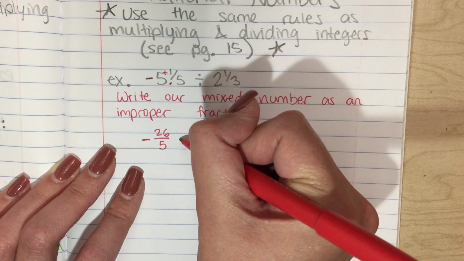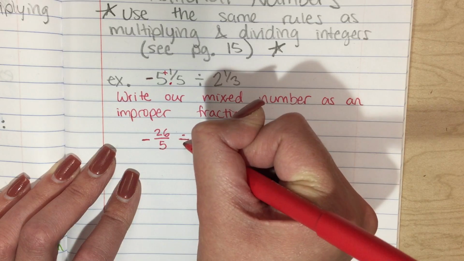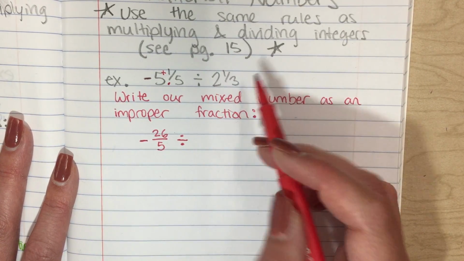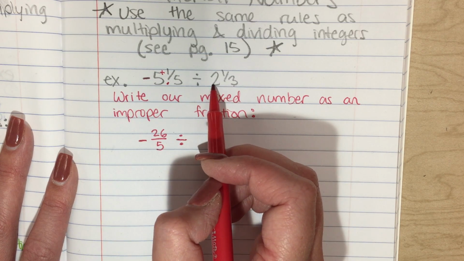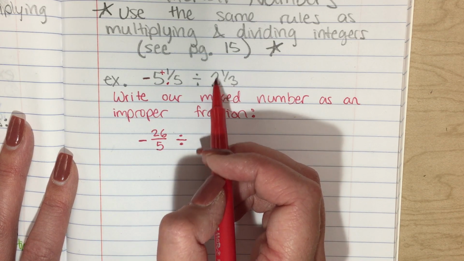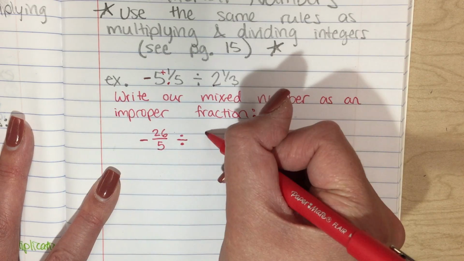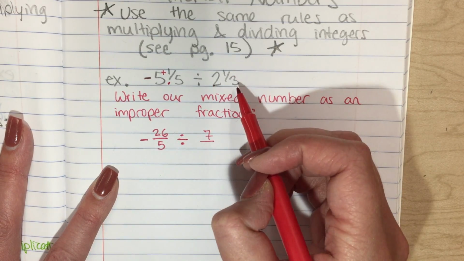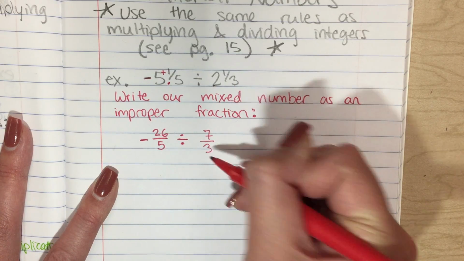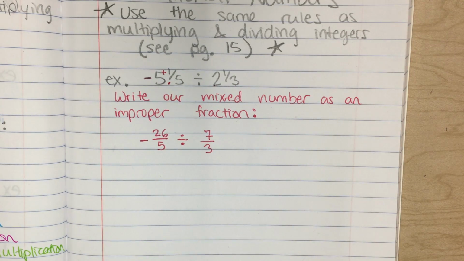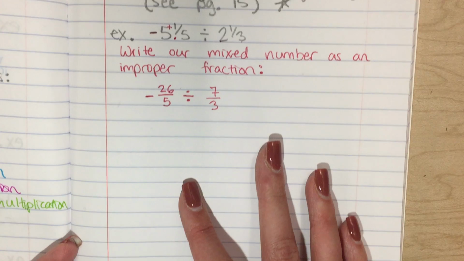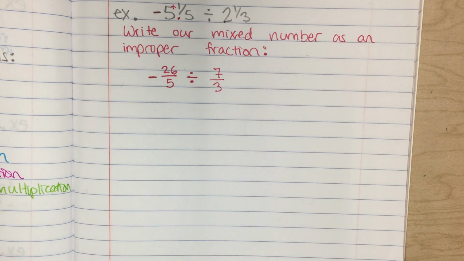And then let's just bring down the rest of our problem, divided by, oh, here's another mixed number. Let's change it to an improper fraction. So 2 1/3, I'm going to multiply the 3 times the 2, and I get 6. And then add the 1, I get 7 as my numerator, over, keep your denominator from your mixed number, so that is 7 over 3. So now I have my improper fractions. Now I can just divide these, right? So let's follow our steps for KFC.